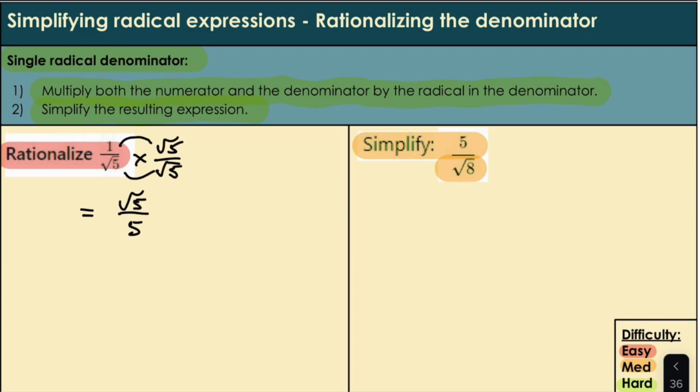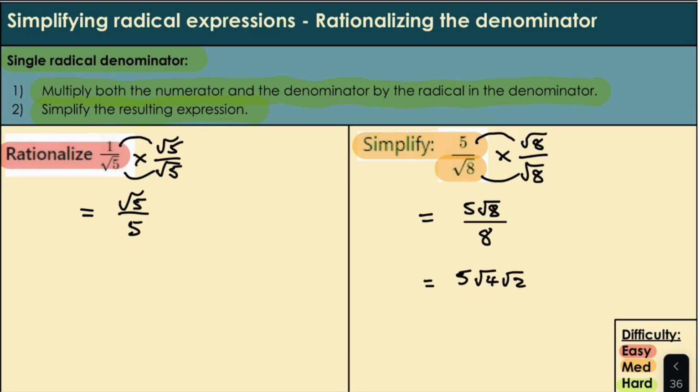On the right side, we follow the same steps. Let's multiply by root 8 over root 8. Again, numerator times numerator is 5 root 8. Denominator multiplied by denominator is 8. We can simplify root 8 because we know that root 8 is exactly the same as root 4 multiplied by root 2.